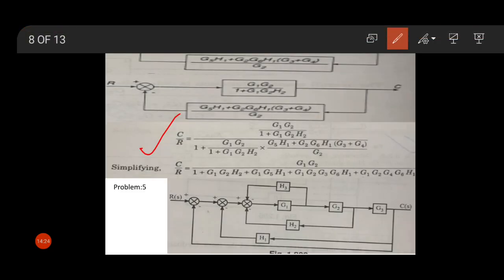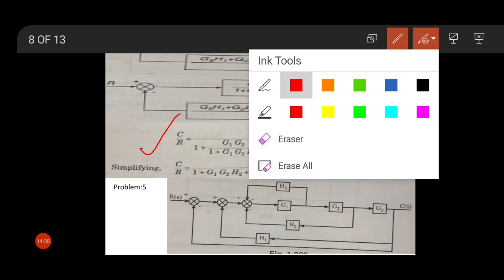C by R equals G1 G2 divided by 1 plus G1 G2 H2 plus G1 G5 H1 plus G1 G2 G3 G6 H1 plus G1 G2 G4 G6 H1. So here I have discussed all the problems which I gave in the previous class.